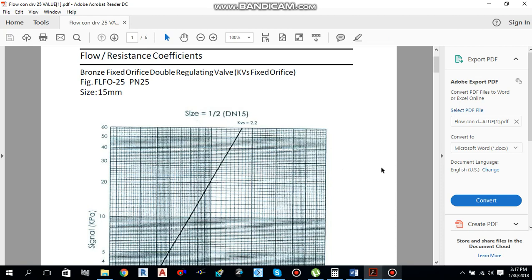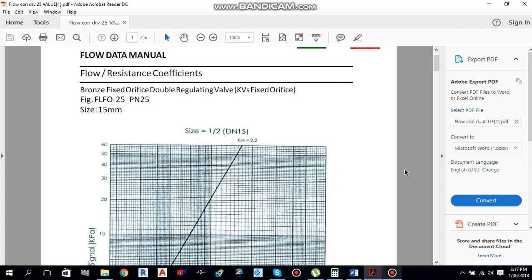Today I am going to tell you how to do water balancing, or how many turns we have to open the DRV for water balancing. As you know, the DRV is installed on the return side of the terminal unit and is used for water balancing purposes.